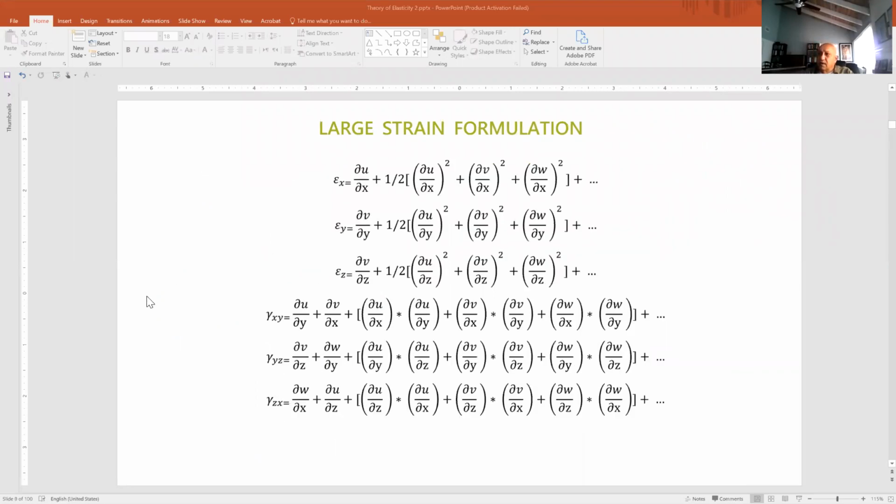So this slide shows the strain when large strain formulation is considered. You can see the additional second power equations are added to the initial equation that we had.